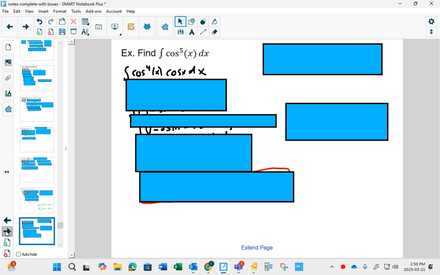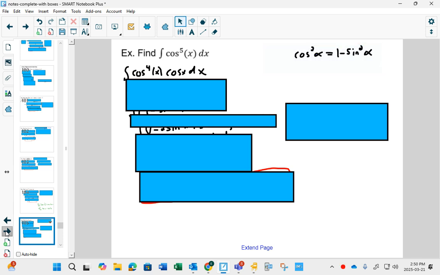And what better way to do that than to use our regular identity, that sine squared plus cos squared equals 1. So if I have a cos squared by itself, which I can break up my cos to the 4 into cos squared x, or cos squared x squared, then I could change one of those cos squared x's, or both of them, which I did here, to 1 minus sine squared x.